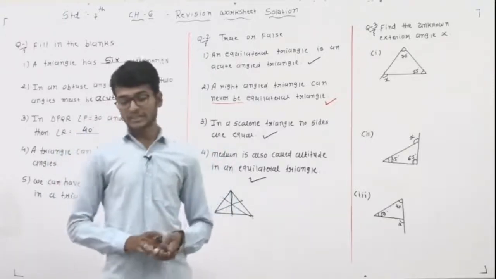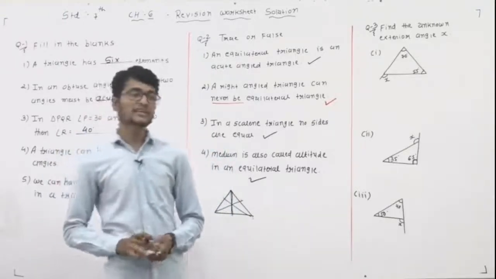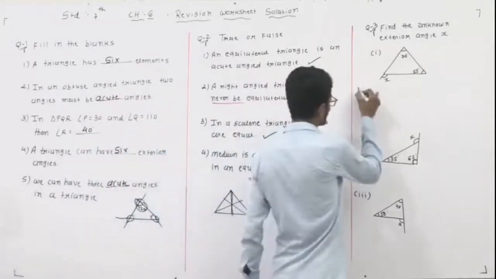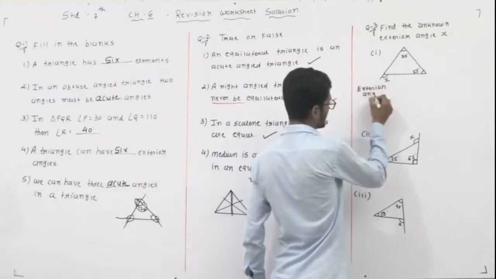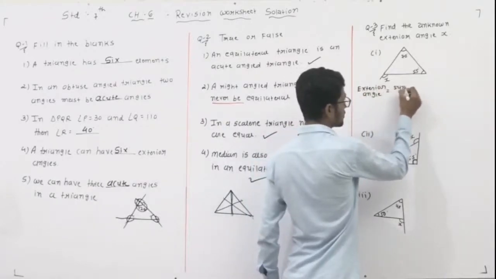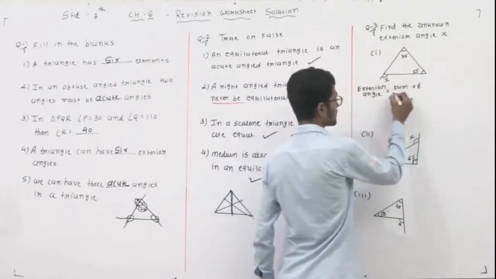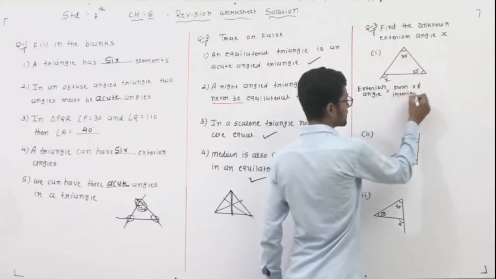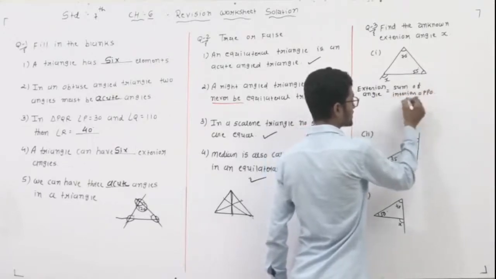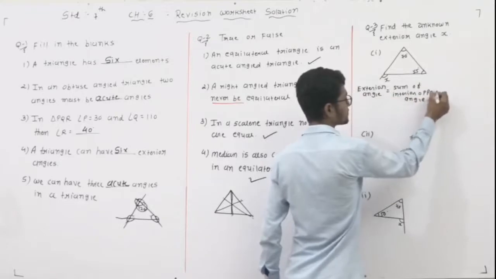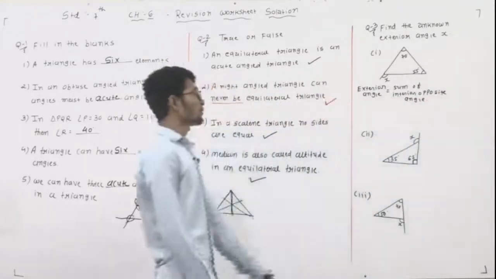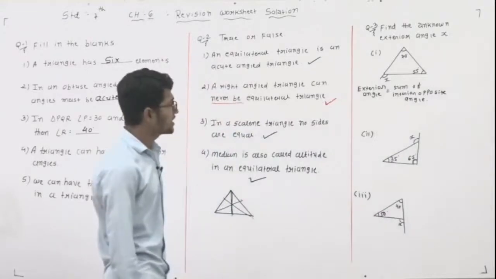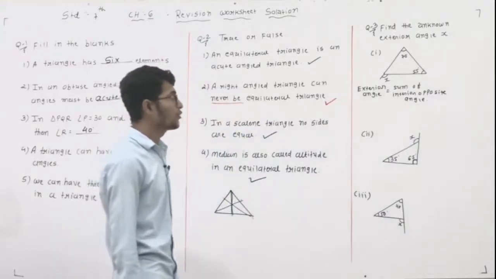So what is the exterior angle? Exterior angle is equal to the sum of interior opposite angles. Sum of interior opposite angles. This one is the formula. Exterior angle is equal to the sum of interior opposite angles.